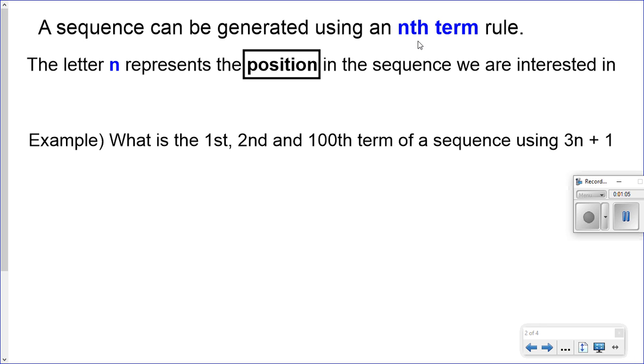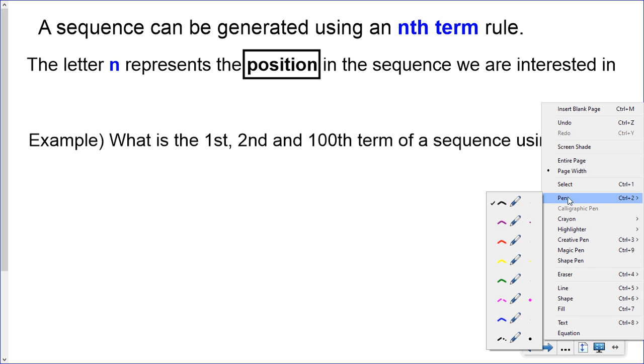So if I was interested in the 7th term, the 7th number in a sequence, then I would choose n to be the number 7. If I was interested in what the 11th term in a sequence was, I would be interested in what happens when n is equal to 11. Let's have a look at this example. What is the first, second, and 100th term of a sequence using 3n plus 1?